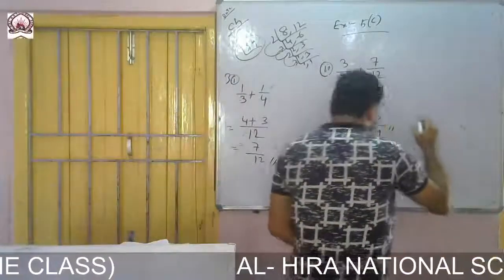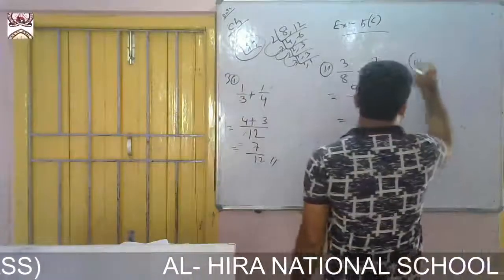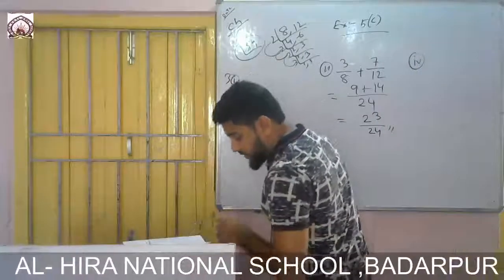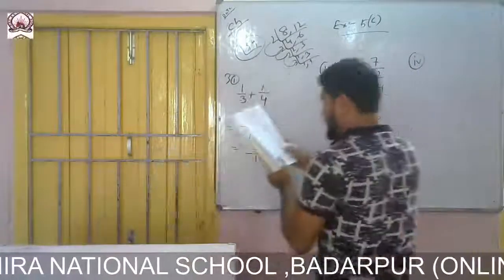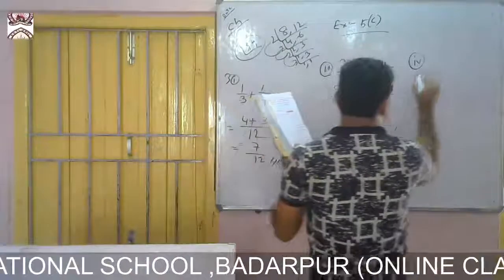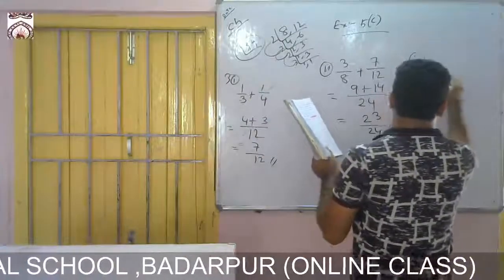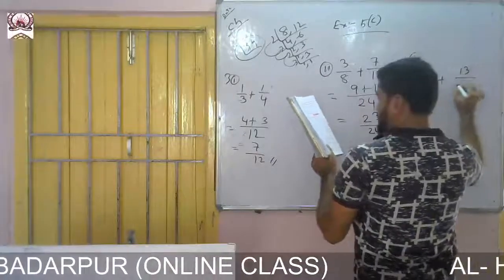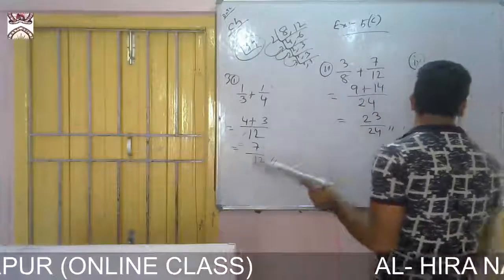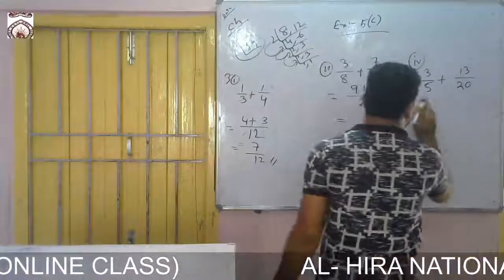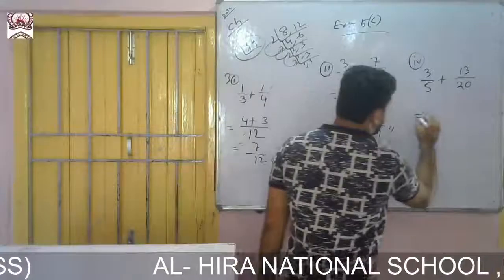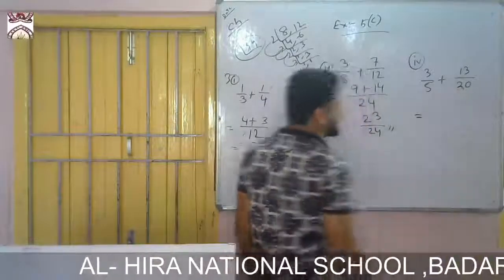Now come to question number 4. In question number 4, it is 3 by 5 plus 13 by 20. So 5 and 20, let me take the LCM.